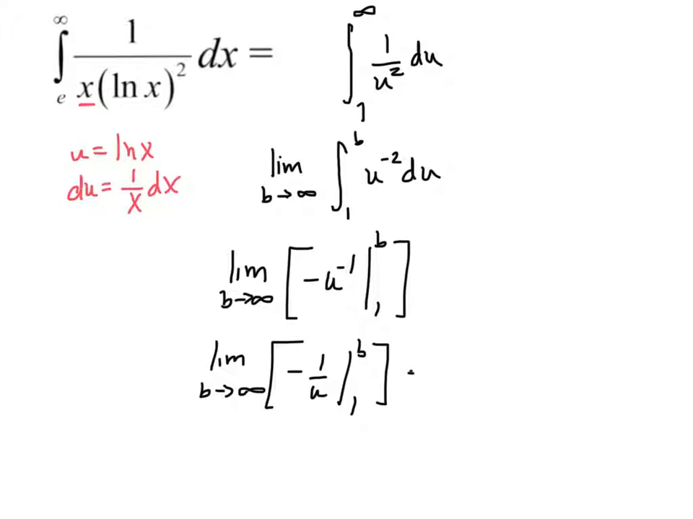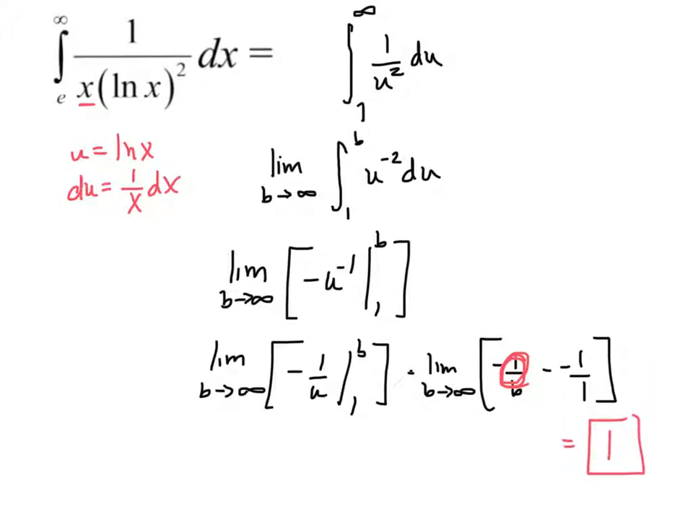So I've got negative 1 over b minus negative 1 over 1, doing the limit as b approaches infinity. Well, as 1 over infinity we've dealt with before, this is going to get closer and closer to 0. So 0 minus negative 1 is 1. And that is what our area approaches.